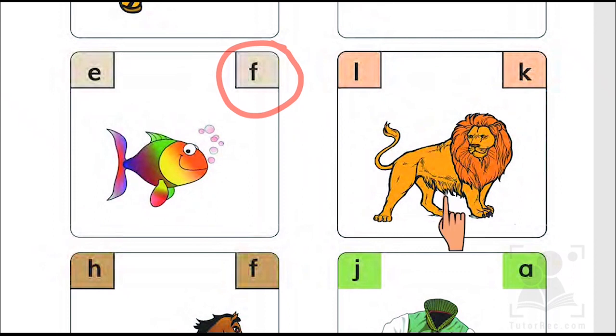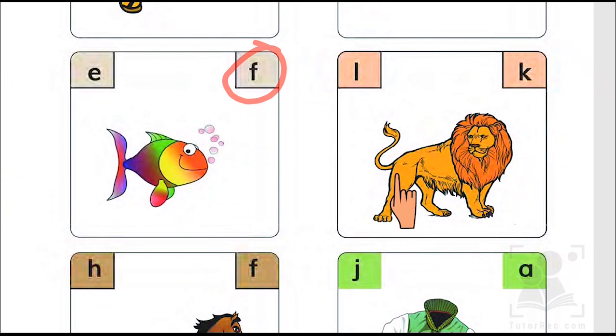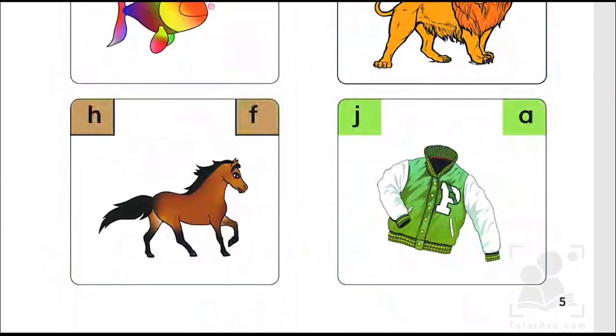Next picture has lion. Lion. In the next box we have the picture of lion. The word lion starts with the letter L. Let's move to the next box.